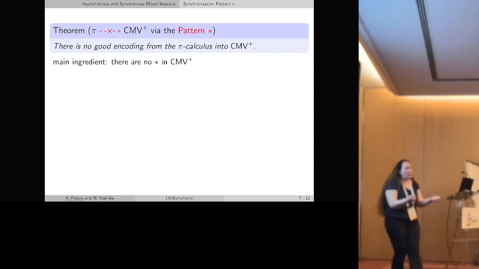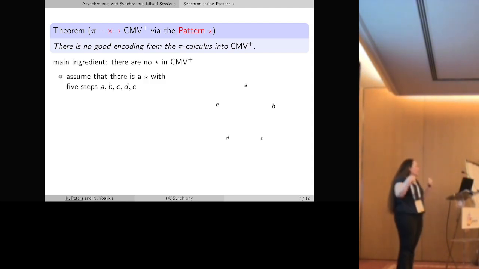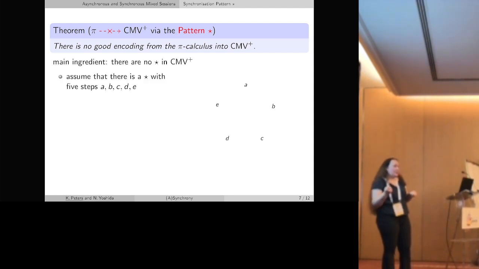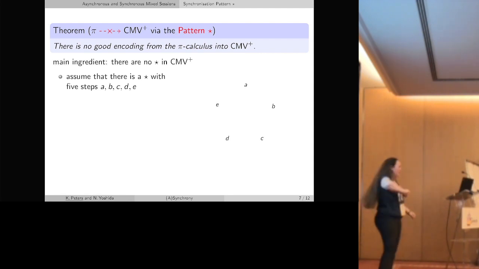So this is basically what you have to prove. The proof idea is very simple. If you have a calculus that has stars, you cannot encode it, respecting distributability, into a calculus that does not have stars. That's another result that we are using here, but we do not have to reprove it. And so it suffices to show that there are no stars in the mixed sessions, and therefore assume there is a star with these 5 steps.